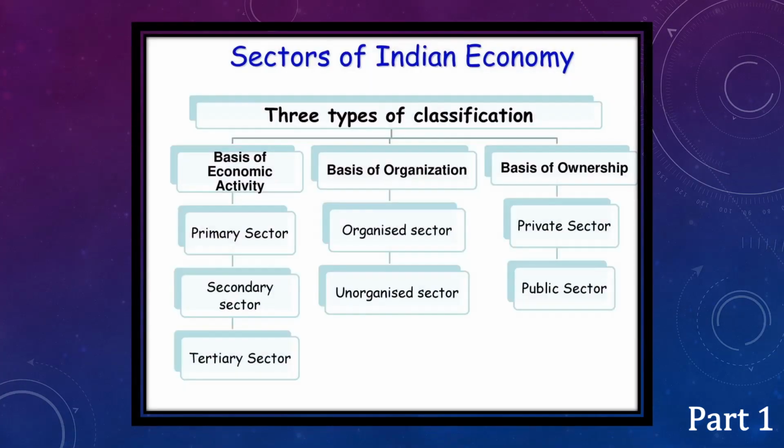Sectors of economic activities. Economic activities can be classified in three different ways. First, primary, secondary and tertiary sector. Second, organized and unorganized sector. Third, public and private sector.